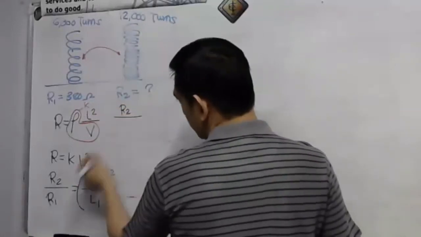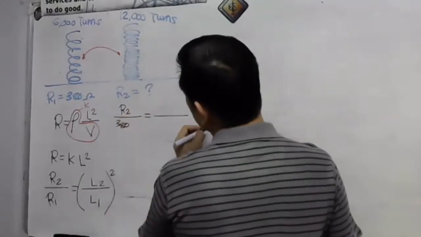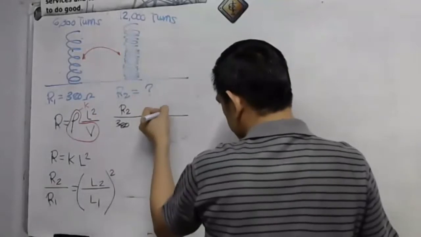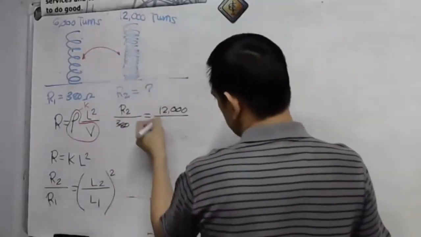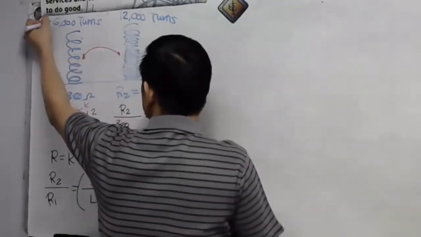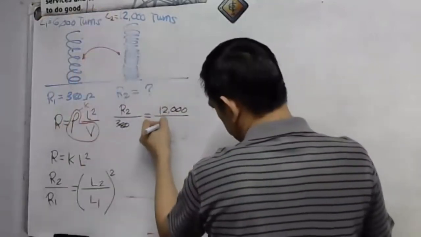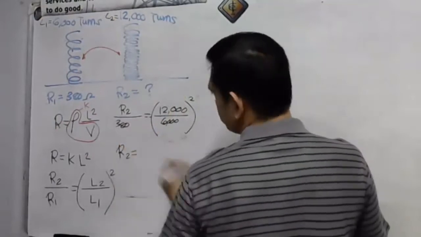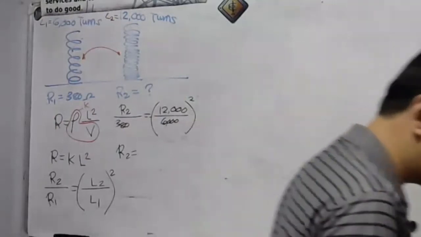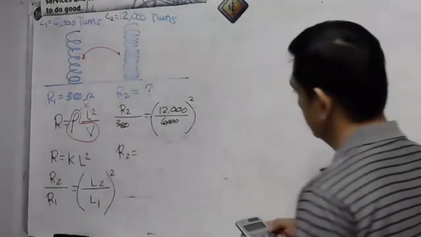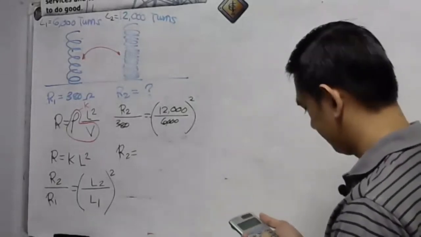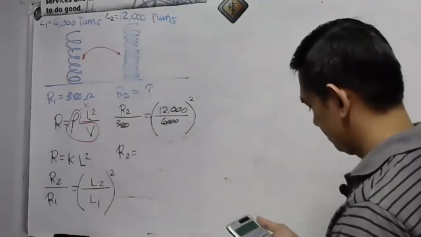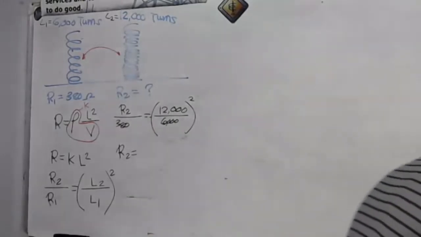Okay. So, let us have this. We have our R sub 2 over R1, where R1 is already 380 ohms. So, that is equal to length 2, let us just represent that by the number of turns. The length 2 is 12,000 turns. Then the length 1 is 6,000, the initial. We can make this L1 and this L2. Then we have to square it. Then we just have to cross multiply the 380. Then manipulate this using our calculator. Okay, our answer is 1520.